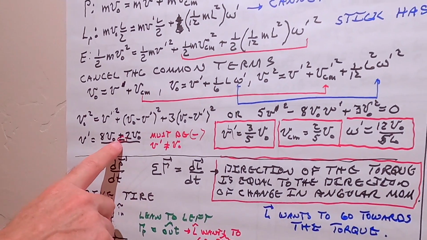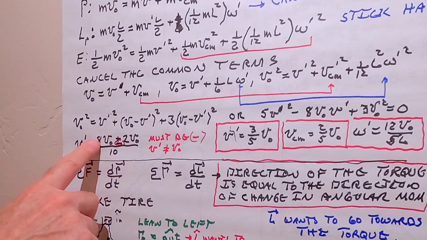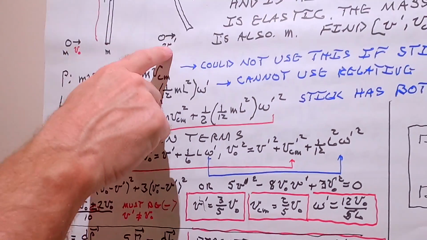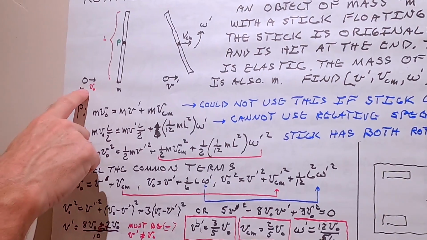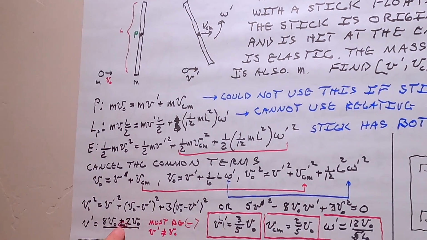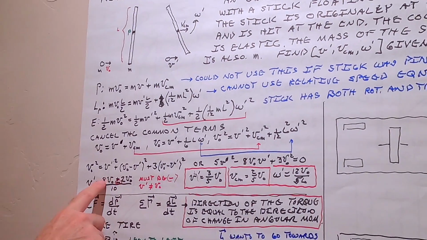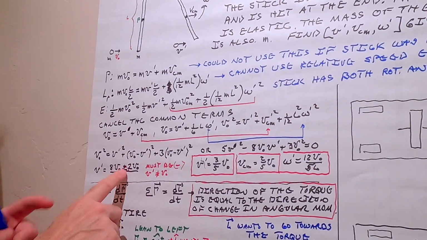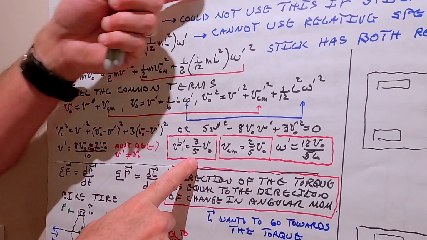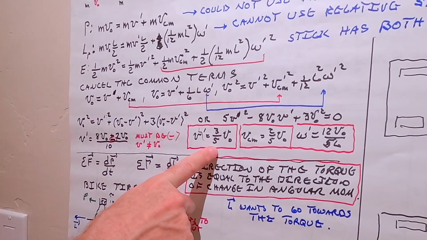Now I know it couldn't have been the plus, because if it was the plus, that would be V naught. And I know that that speed has to be slower than that speed. It can't be the same speed, so it has to be the minus right there. So 8 minus 2 is 6/10 or 3/5 right there. So this thing's going to be moving at 3/5 of that speed.